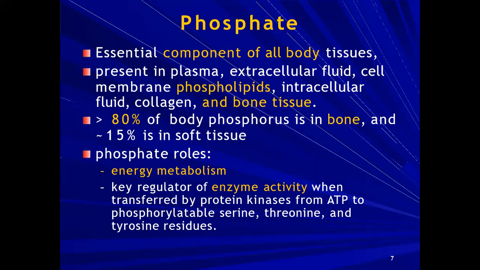So 80% of body phosphorus is in the bone and 15% is in the soft tissue. Phosphorus is very important in energy metabolism. It's a key regulator of enzymes in ATP and protein kinase metabolism, by phosphorylating serine, threonine, and tyrosine residues.